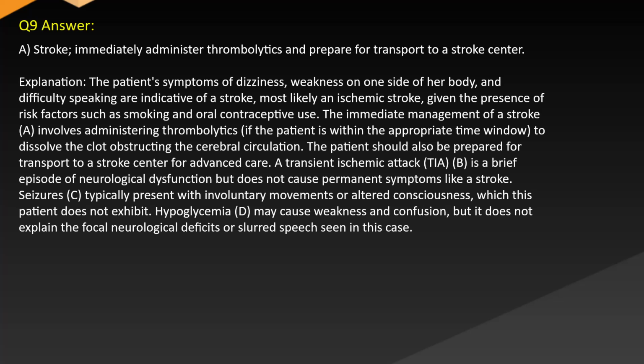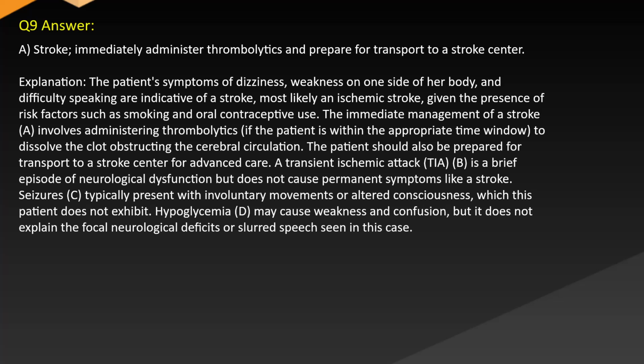Answer A. Stroke. Immediately administer thrombolytics and prepare for transport to a stroke center. Explanation. The patient's symptoms of dizziness, weakness on one side of her body, and difficulty speaking are indicative of a stroke, most likely an ischemic stroke, given the presence of risk factors such as smoking and oral contraceptive use. The immediate management of a stroke, A, involves administering thrombolytics if the patient is within the appropriate time window to dissolve the clot obstructing the cerebral circulation. The patient should also be prepared for transport to a stroke center for advanced care.